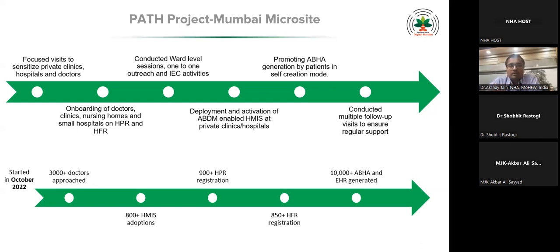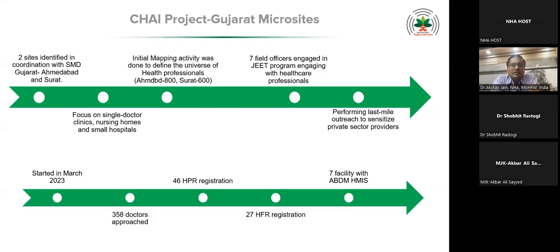So a similar microsite was also launched with the help of another partner, CHAI, in Gujarat, in Ahmedabad. Next, please, Saurabh. And there we see that it has just started in the month of March 2023. And we have mapped a universe of around 800 practitioners in Ahmedabad and 600 practitioners in Surat whom we need to approach.